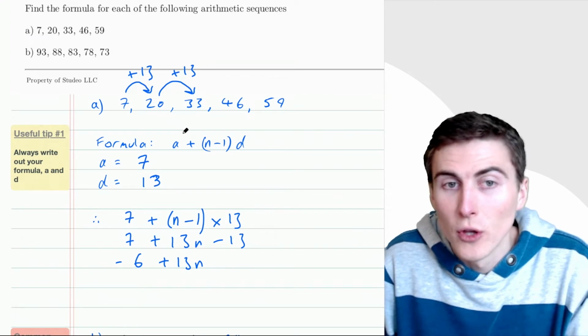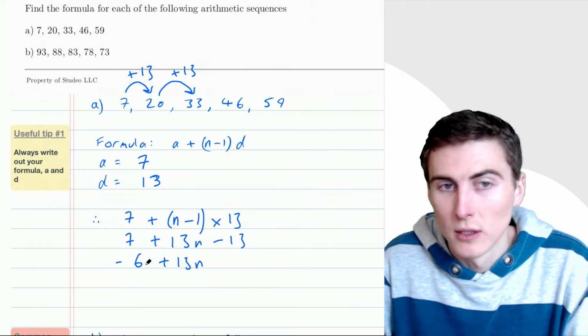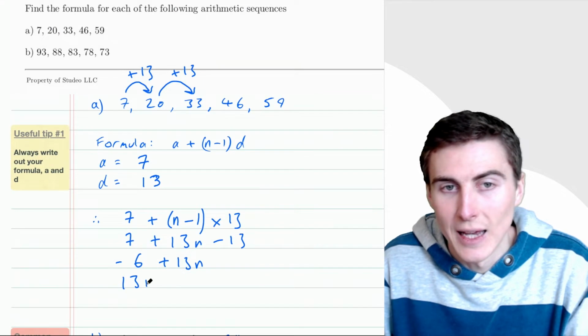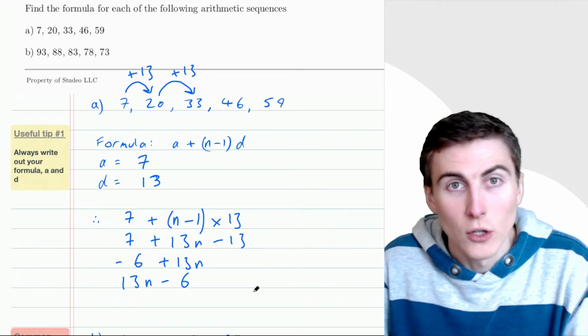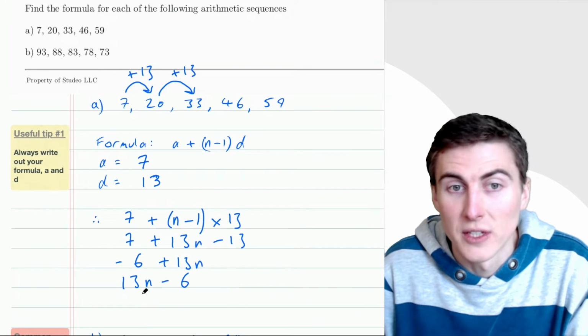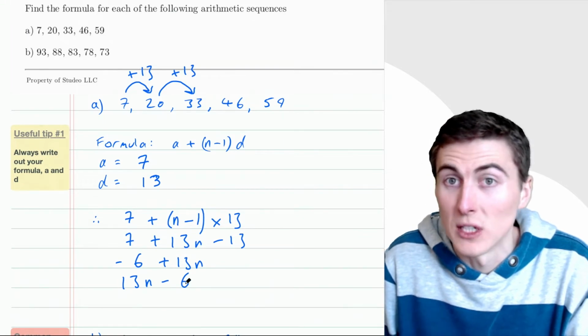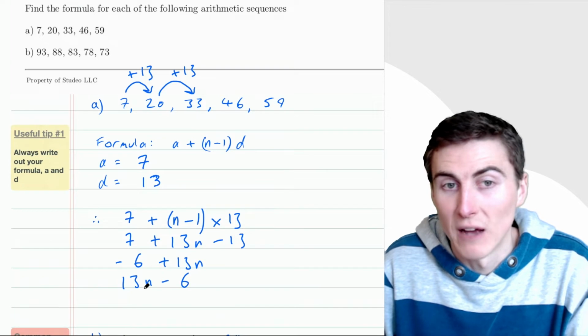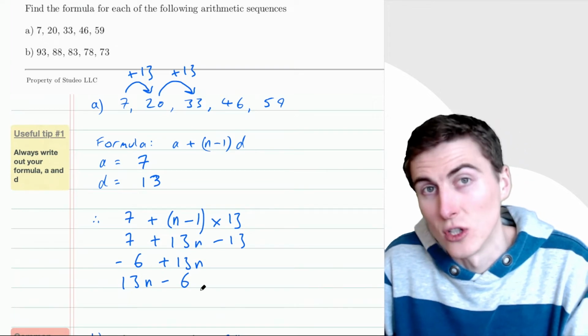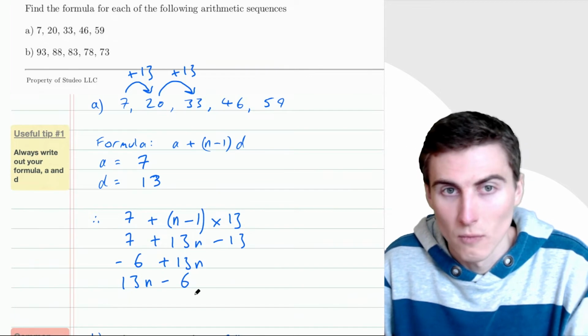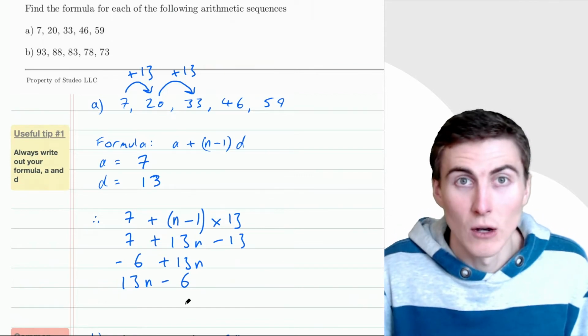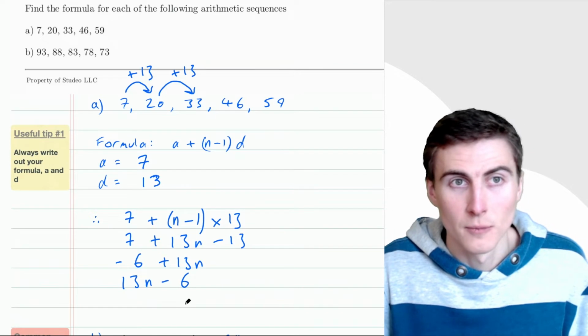One more thing I would do though is probably just rearrange this a little bit so that I get 13n minus 6. You don't have to do this, but this is how you'll normally see formulas for sequences written. They normally have the n term first and then the integer term afterwards. So that's it. Let's now give that a go for part B.